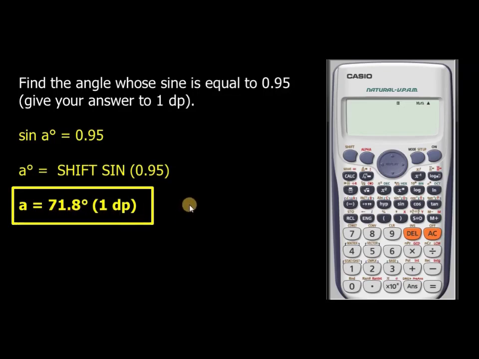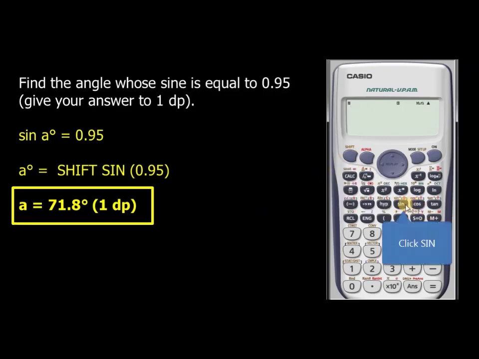The answer to this question is angle A is equal to 71.8 degrees to 1 decimal place. Before I show you how to use the calculator, let's go back to the question. Find the angle whose sine is equal to 0.95. So we write down sine of angle A is equal to 0.95. We want angle A, so we go back to the angle using shift sine 0.95, and we get the answer 71.8.